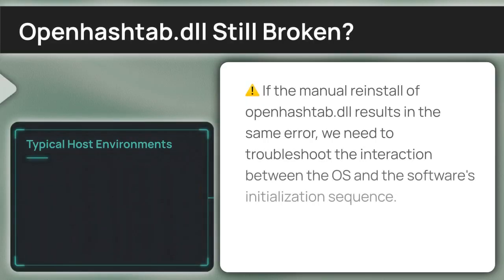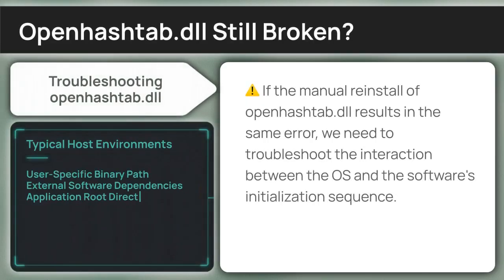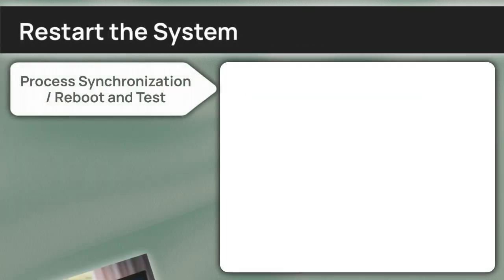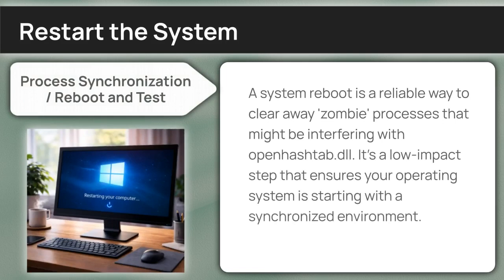If you're still finding yourself stuck after the reinstall, our next priority is to check for any active blocks in the system path. A system reboot is a reliable way to clear away zombie processes that might be interfering with OpenHashTab utility. It's a low-impact step that ensures your operating system is starting with a synchronized environment.